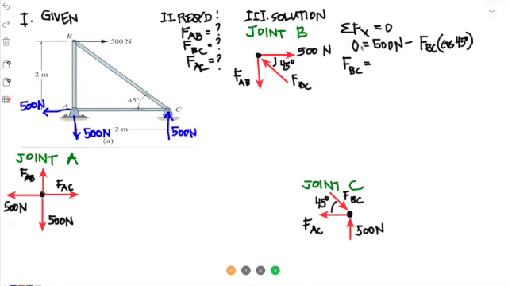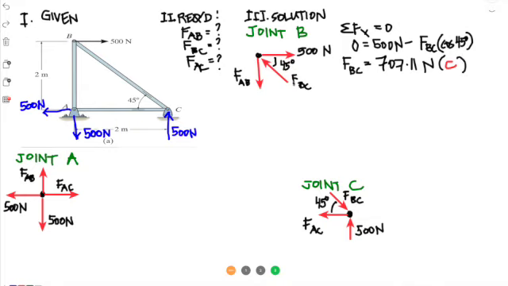So that's 707.11 newtons. And it's positive, so it means that our assumption is correct, that it is compressive towards point B. So we can write it as a compressive force. So let's use red one. So it's compression. Okay, so that's how we determine the nature of that.